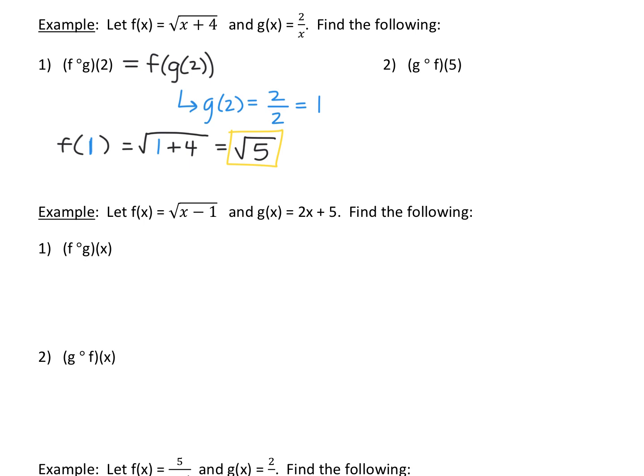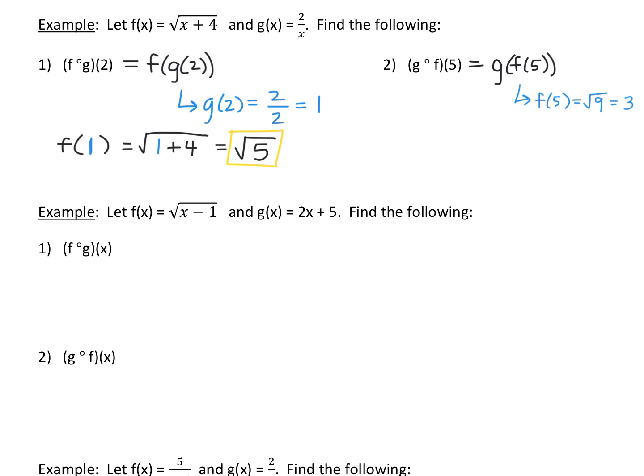Next part here. Now we're going the other way, g of f of 5. So again, we're going to rewrite that as a composition. G of f of 5. Okay, first thing we figure out is what is f of 5? All right, f of 5 is the square root of 5 plus 4, so square root of 9, which gives me 3.